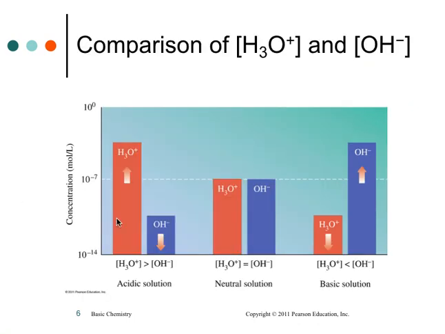If you add acid to water and you have an acidic solution, you're going to have more hydronium ions and less hydroxide ions. pH is the concentration of hydronium. If you have something that's acidic, you're going to have a higher concentration of hydronium. If you have water, you're going to have equal concentrations. If you have a base, you're going to have a lower concentration of acid and a higher concentration of hydroxide.